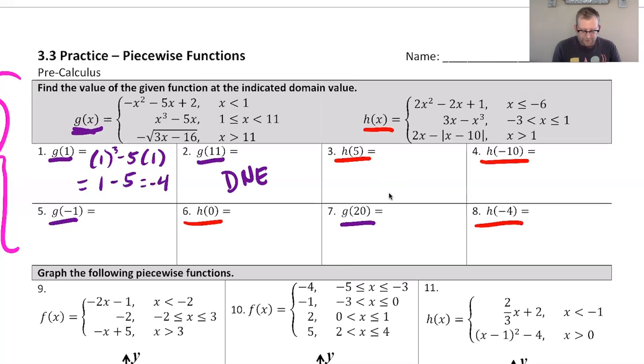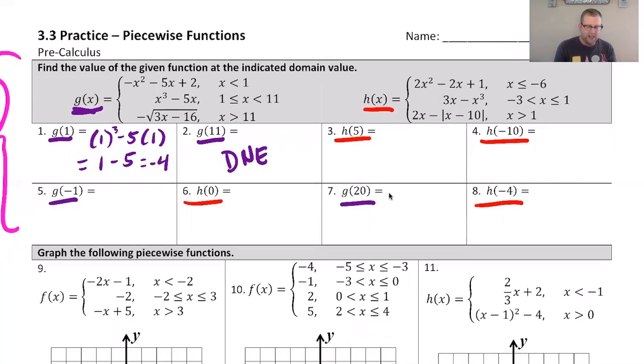Okay. For the sake of ease, let's do g of negative 1. So let's look at question number 5. g of negative 1, well, negative 1 is less than 1. So I will plug it into that first quadratic function that I see. So I have negative of negative 1 squared minus 5 times negative 1 plus 2. Parentheses are your friends, guys. Parentheses are your friends, okay? Negative 1 squared is positive 1, and then we throw the negative out front, so we get negative 1. Negative 5 times negative 1 is positive 5, and then plus 2, so what's that? 7 minus 1, so you get 6.